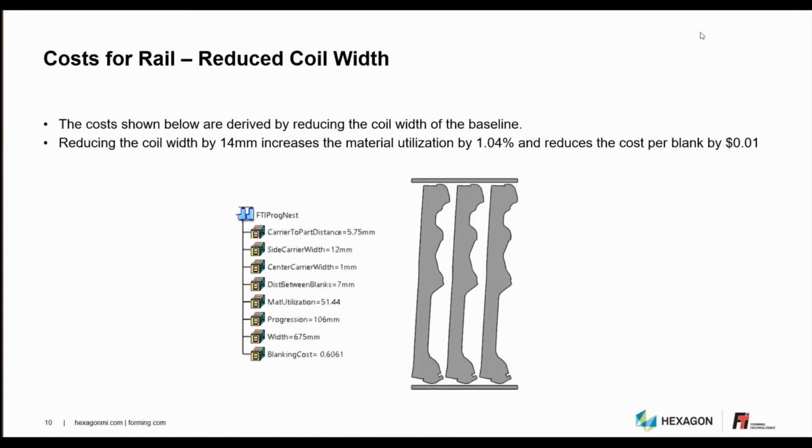As you can see here, this is the part that Michael has been showing you. This is a known process. And as you can see here, this is the first configuration that we have. The material utilization is 1.04%. And the reducing cost per blank is 0.01.